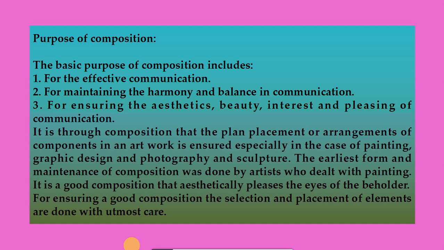It is through composition that the planned placement or arrangement of components in an artwork is ensured, especially in the case of painting, graphic design, photography and sculpture. The earliest form and maintenance of composition was done by artists who dealt with painting. It is a good composition that aesthetically pleases the eyes of the beholder. For ensuring a good composition, the selection and placement of elements are done with utmost care.